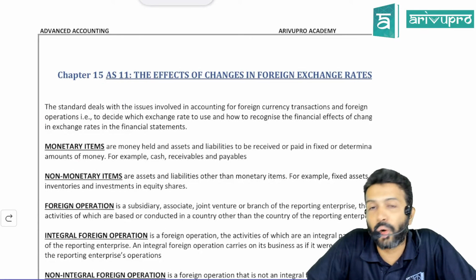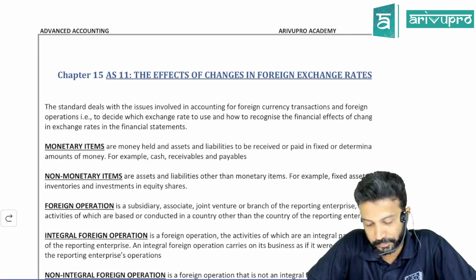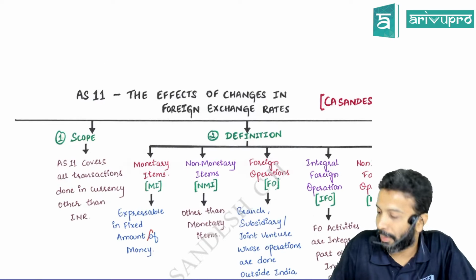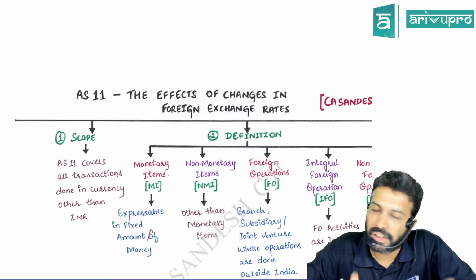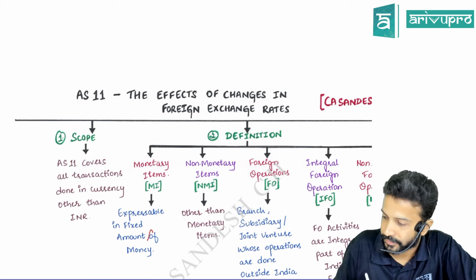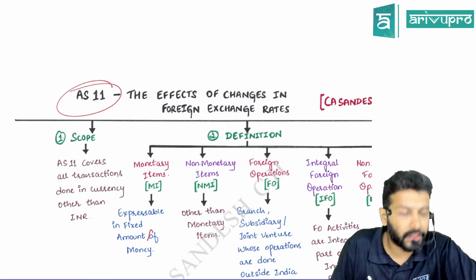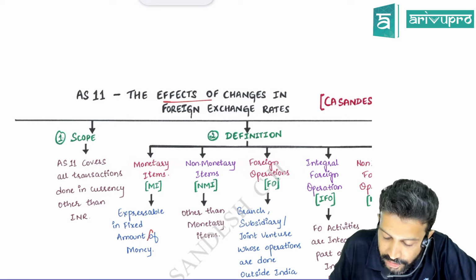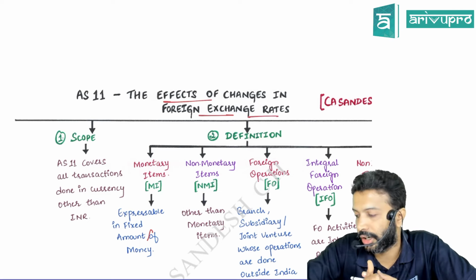Topic for today, that is Accounting Standard 11. Okay. All right, people. Again, we'll cover this standard also with the help of our chart book itself. Accounting Standard 11, which talks about effects of changes in foreign exchange rates.